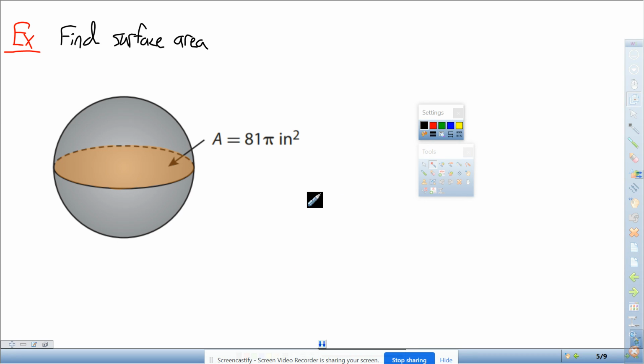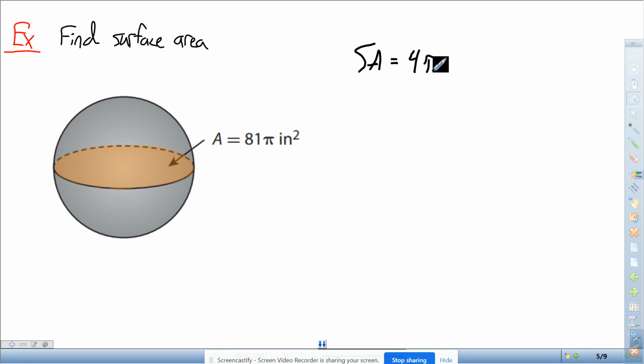Okay, so this problem starts to make a lot more sense if we write out the formula. Surface area of a sphere equals 4 pi r squared. On this problem, it's giving us the area of the great circle. One way of doing this would be to plug this information into the area of a circle equation and solve for radius, and then plug radius into our formula.